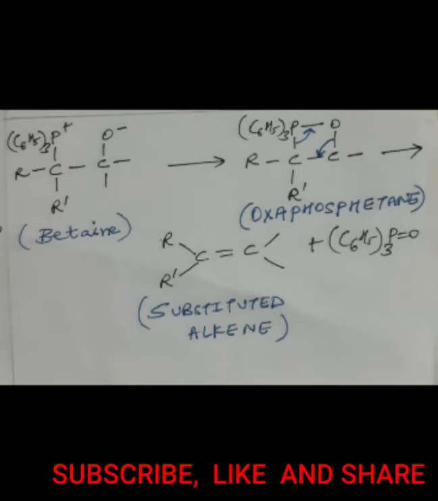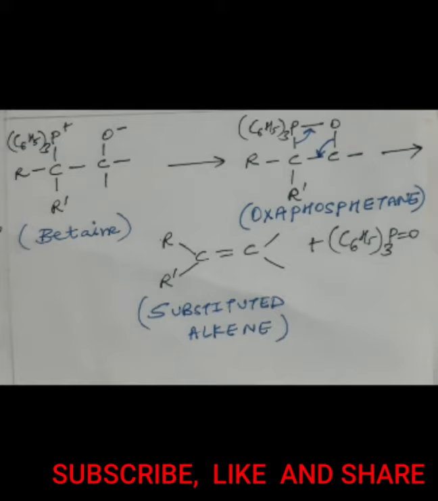Now this betaine, being unstable in nature and having clear separation of positive and negative charges, will immediately convert into a 4-membered cyclic intermediate called oxaphosphetane. Okay, how is the conversion to oxaphosphetane going to take place? That is due to the negative charge density on the oxygen atom. So this will move towards phosphorus. There will be a bond formation taking place between phosphorus and oxygen. So there is a 4-membered cyclic ring intermediate formed which is called oxaphosphetane, right?